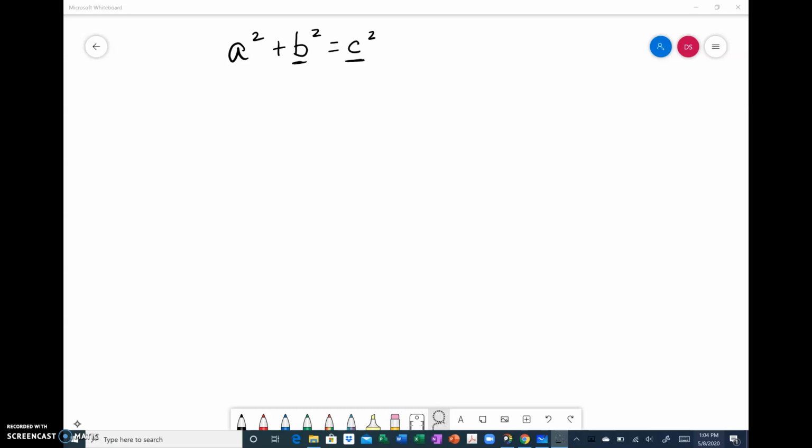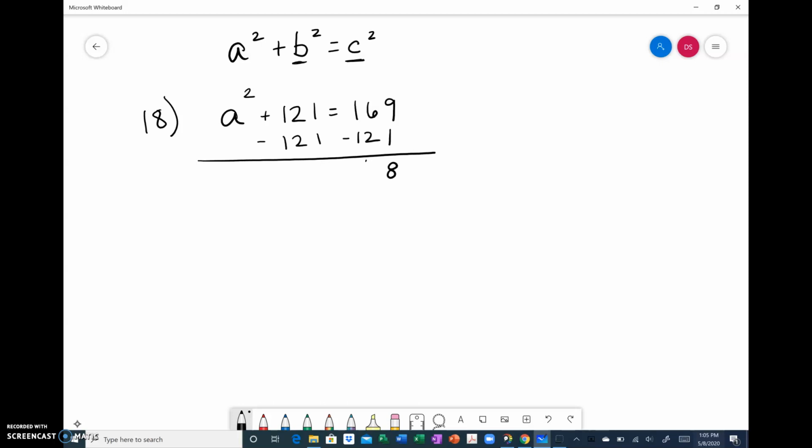I'm not going to draw a triangle because you're not given one. You're just given information for B and C's length. So I know that I am looking for A. In my equation, I'm going to plug in what I know. I know that 11 squared is 121, and I know that 13 squared is 169. So I'm going to isolate my variable, get it alone by subtracting the constant. And I find that A squared is 48, not a perfect square.